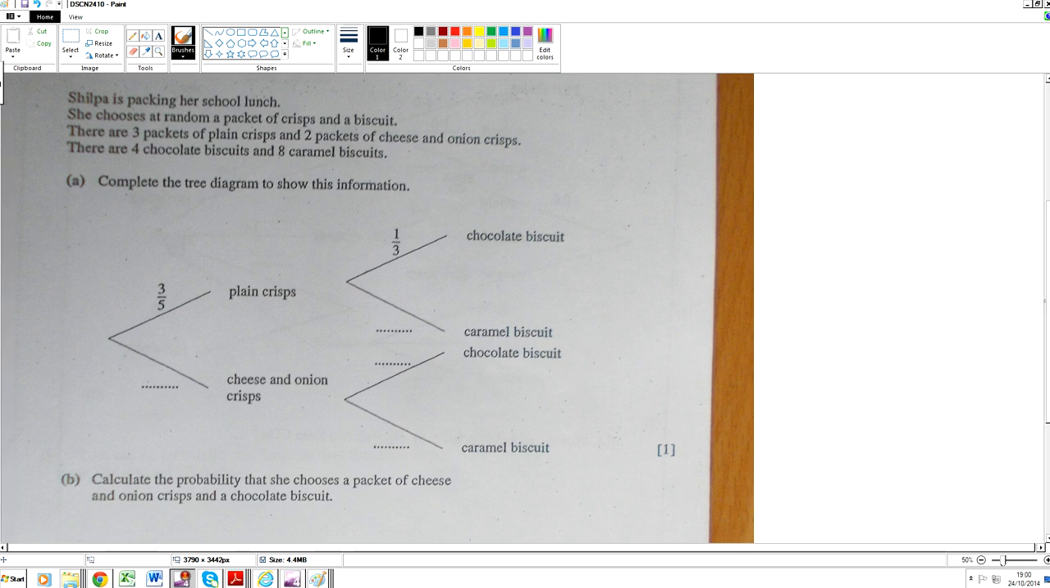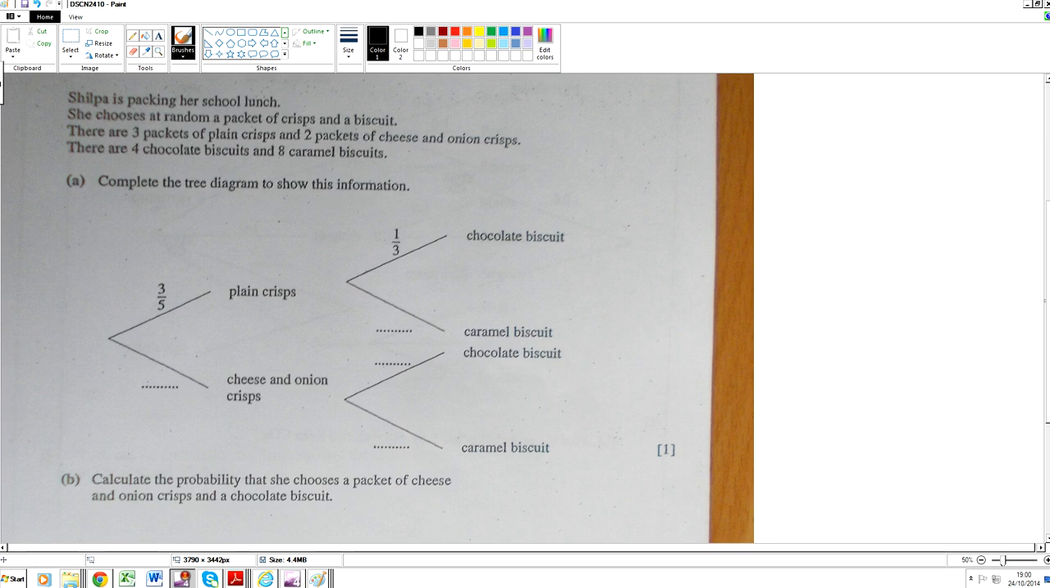Okay, this is an examination question on probability tree diagrams. Shilpa is packing her school lunch. She chooses at random a packet of crisps and a biscuit. There are 3 packets of plain crisps and 2 packets of cheese and onion crisps. There are 4 chocolate biscuits and 8 caramel biscuits. Complete the tree diagram to show this information.